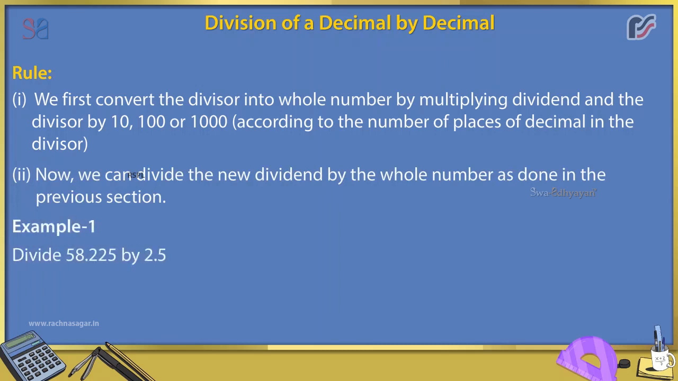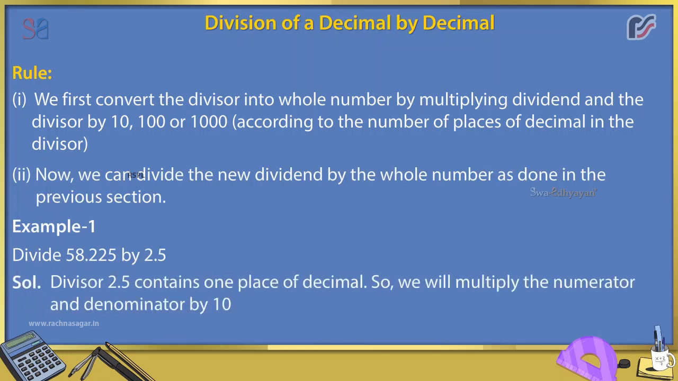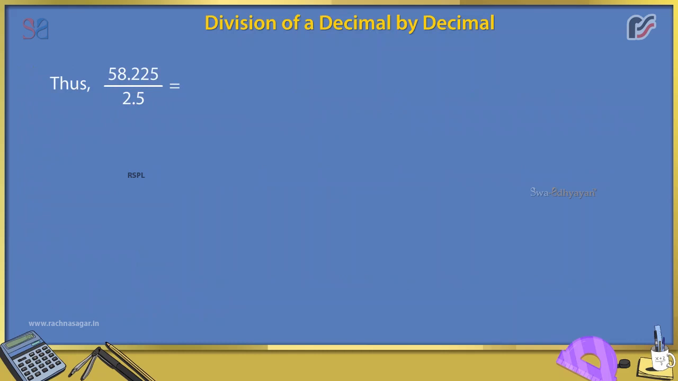Example 1. Divide 58.225 by 2.5. Solution: divisor 2.5 contains one place of decimal. So, we will multiply the numerator and denominator by 10. Thus, 58.225 by 2.5 is equal to 58.225 into 10 by 2.5 into 10, which is equal to 582.25 by 25, which is equal to 23.29.